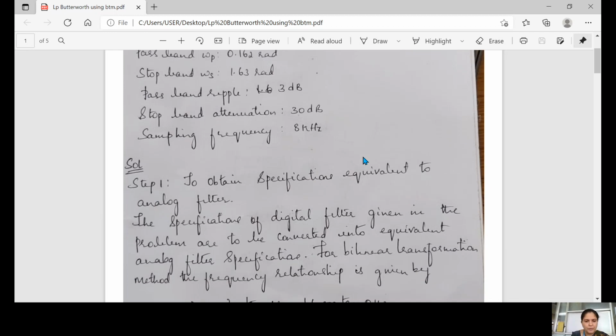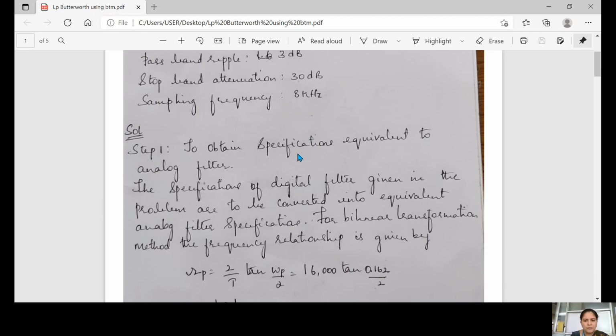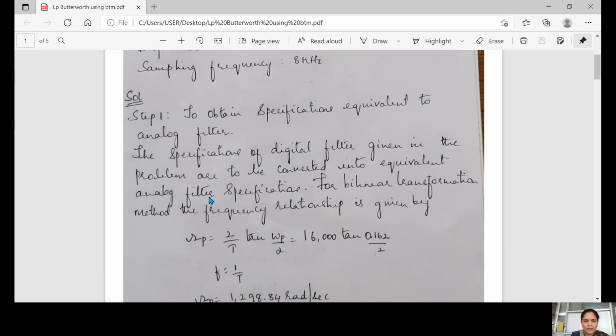The first step is to obtain the specifications equivalent to the analog filter. The specifications of the digital filter given in the problem are to be converted into equivalent analog filter specifications. And you are using which method? It is the bilinear transformation method. So the frequency relationship is given by Ωp is equal to 2 by T tan of ωp by 2.